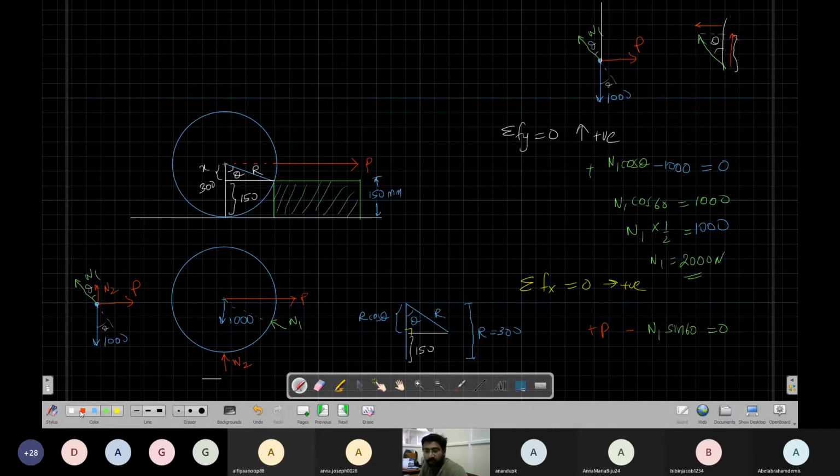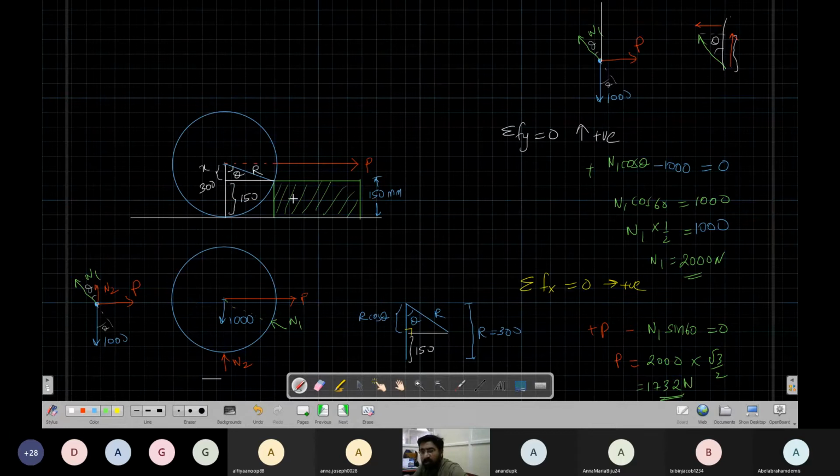So P should be equal to N1 sine 60. N1 is 2000 into sine 60. What is sine 60? Root 3 by 2. So P is 1732 Newton. This is the force at which it is in equilibrium, the just-equilibrium force. If you apply any force slightly more than this, it will just roll.